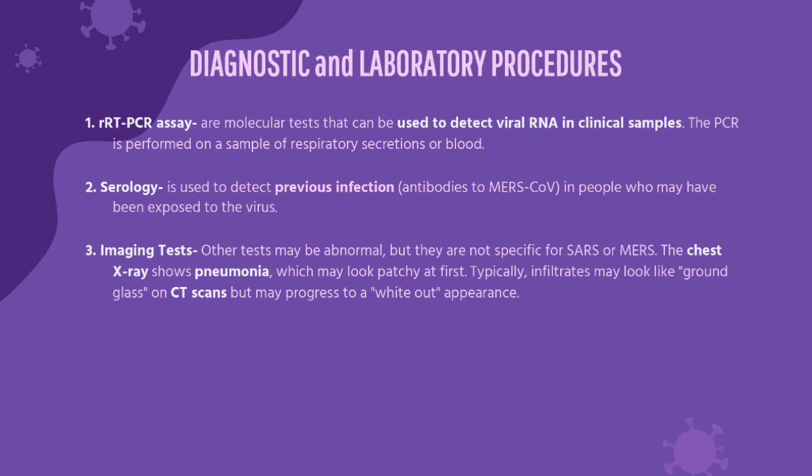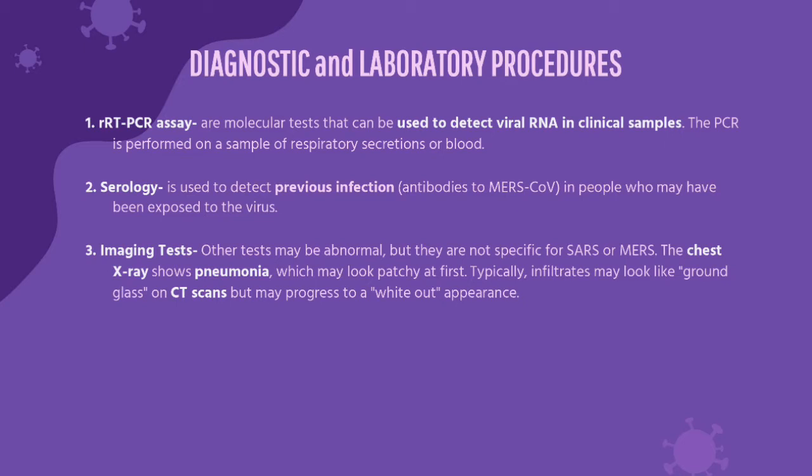Second is serology. It is used to detect previous infections in people who may have been exposed to the virus. Antibodies are proteins produced by the body's immune system to attack and kill viruses, bacteria, and other microbes during infection. The presence of antibodies to MERS-CoV indicates that a person had been previously infected with the virus and developed an immune response.